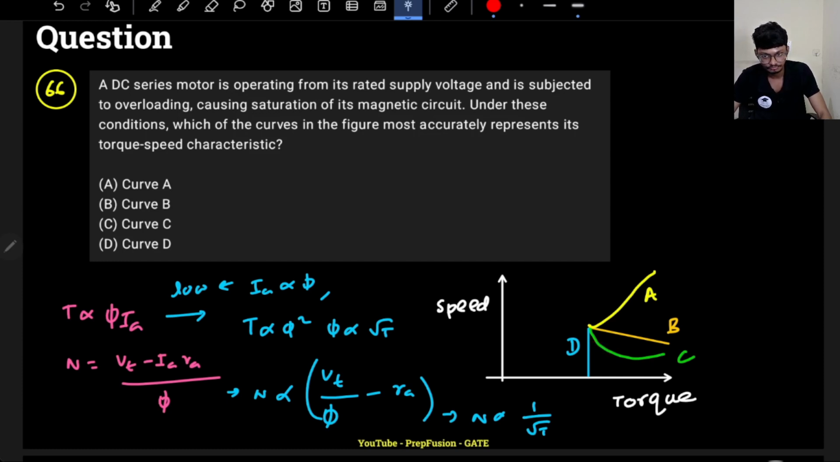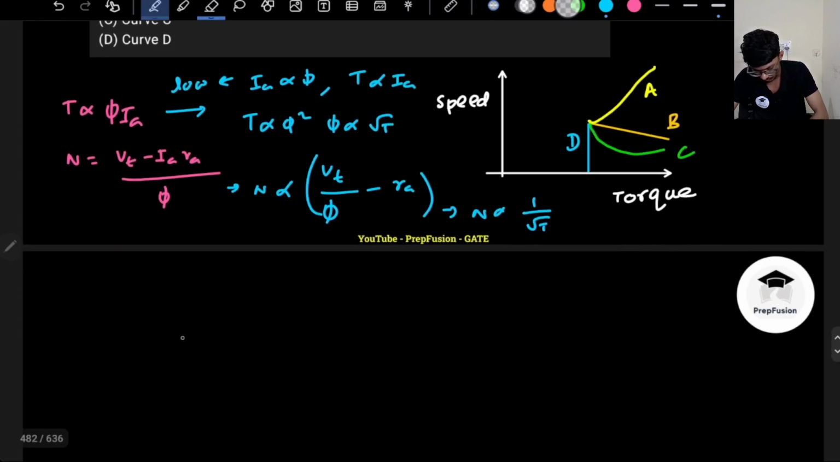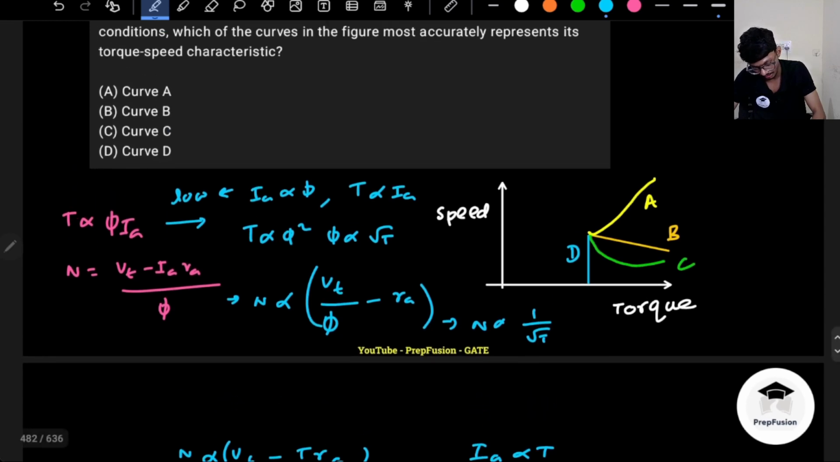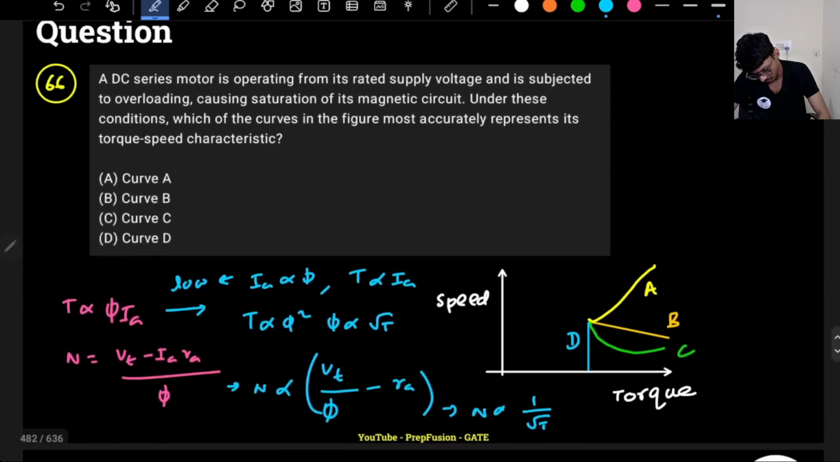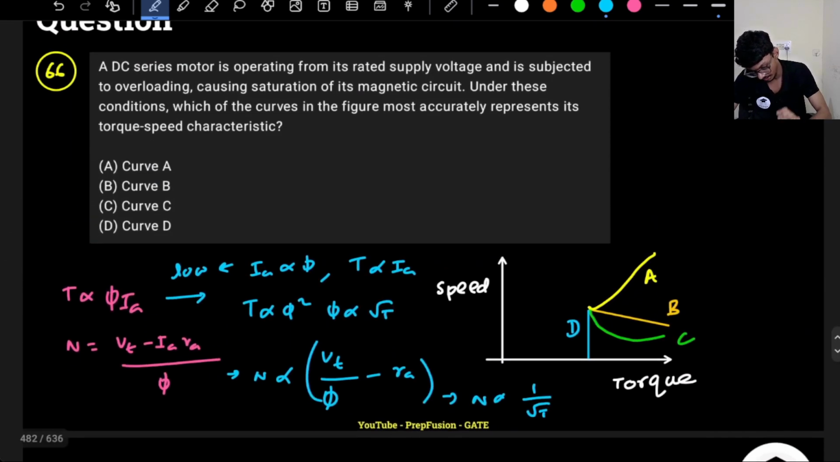And then at higher loads, what is happening? If I remember, the flux is getting saturated, so my torque will only depend on the armature current and my speed will also only depend on the armature current, that is minus T into Ra, because the armature current is proportional to torque for higher loads. Let me read the question properly.